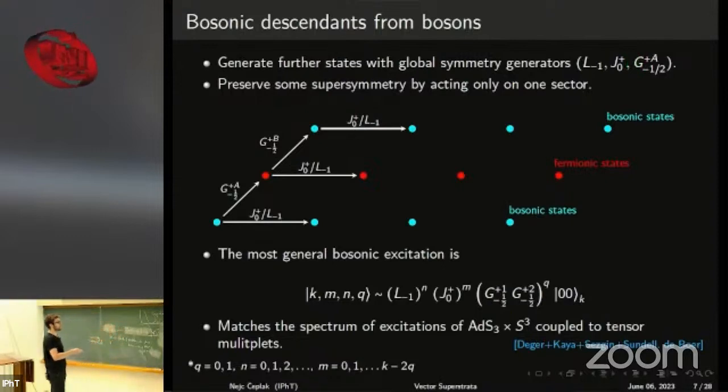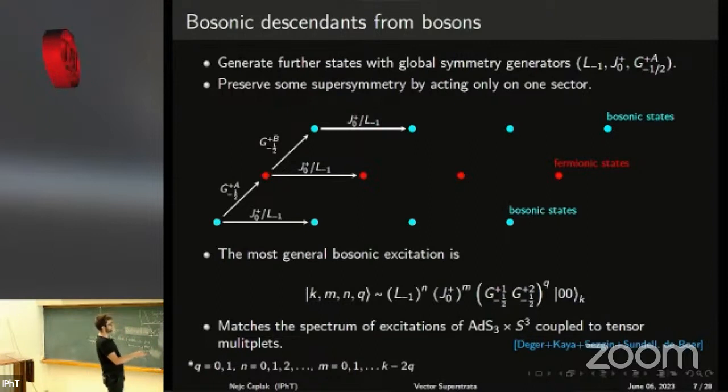So if I want to have new bosonic states, what I can do is start with an anti-chiral primary. I can either act repeatedly with J0- or L-1, or I can act twice with the supersymmetry generators and then have a whole new multiplet of bosonic states. If I want to preserve supersymmetry, I only act on one sector. So I will leave the right sector completely as it is. I don't care about it anymore. It's going to be always in an anti-chiral primary state.